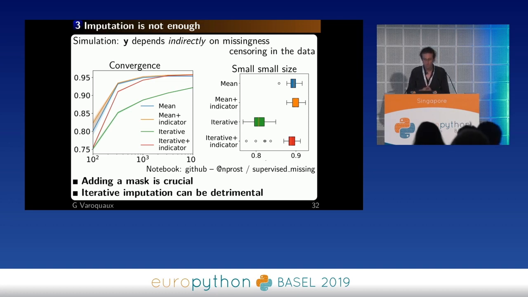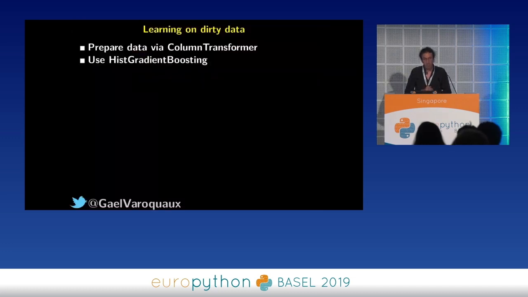Now to wrap up, learning on dirty data. First take-home message: prepare the data via a column transformer. That's easy. Second take-home message: use gradient boosting. In my experience, it really works well on this kind of data. It's robust to all kinds of weird entries in the data. It's the first thing you should probably try.